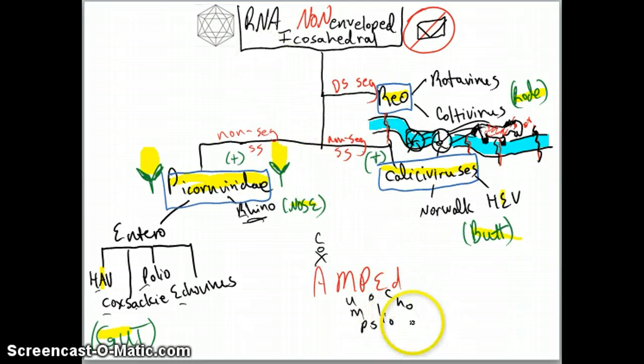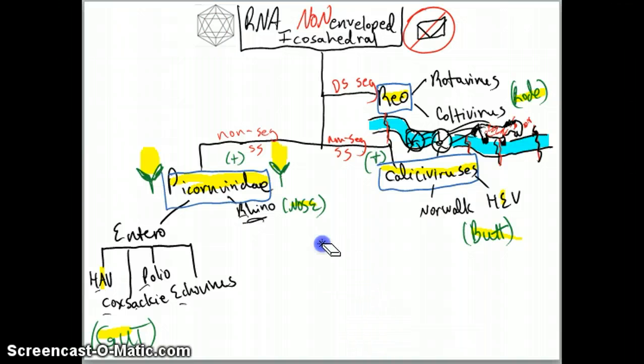The D is not anything. I just put it in there for the mnemonic. So that's what's going to cause your aseptic meningitis: Coxsackie A, mumps, polio, echoviruses. Most common causes of them anyway for viruses.